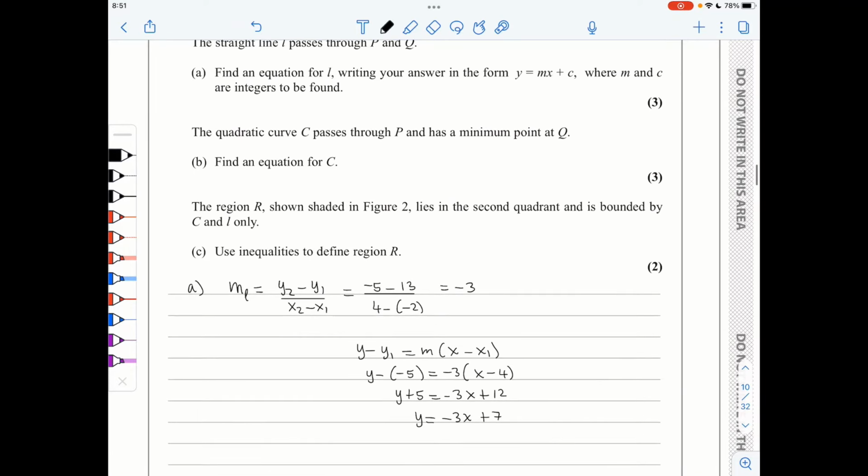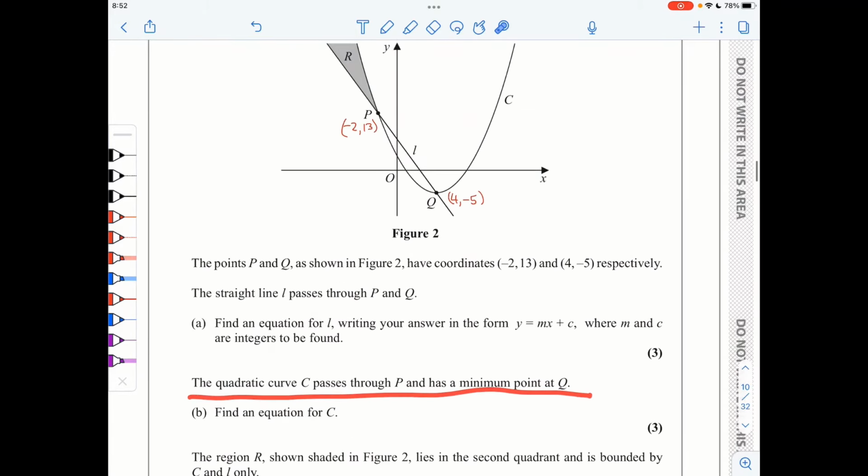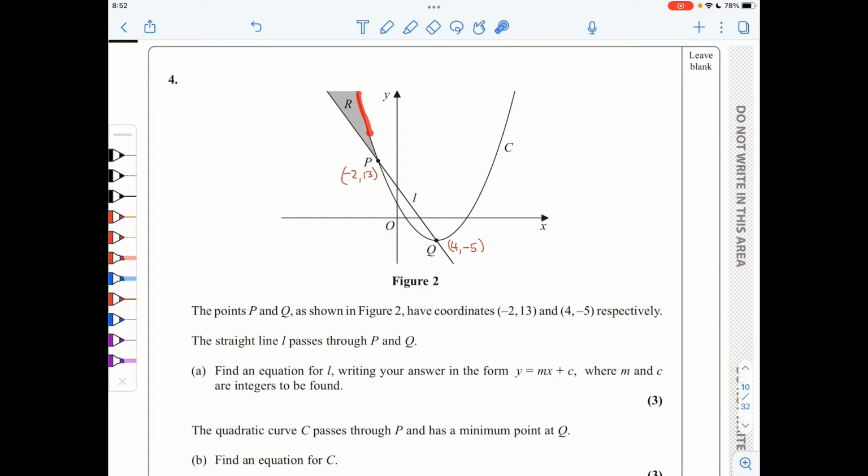And then the quadratic curve C passes through P and has a minimum point at Q. We need to find an equation for C. So let's consider what we know about this quadratic equation C. Well, it has a minimum at 4, negative 5, and it also passes through minus 2, 13. So I'm going to exploit the fact that Q is a minimum point.